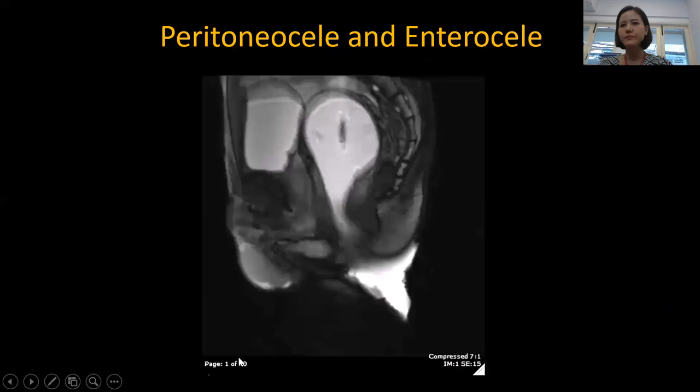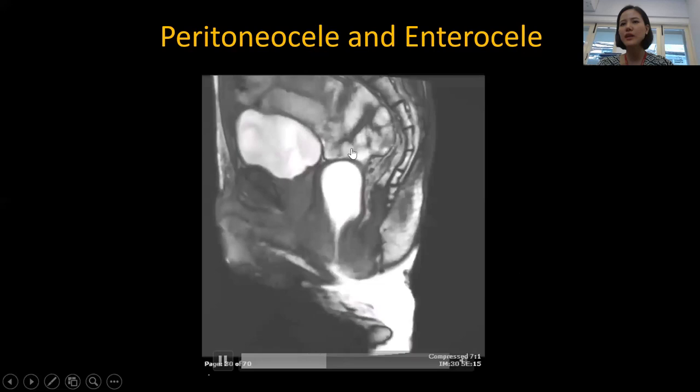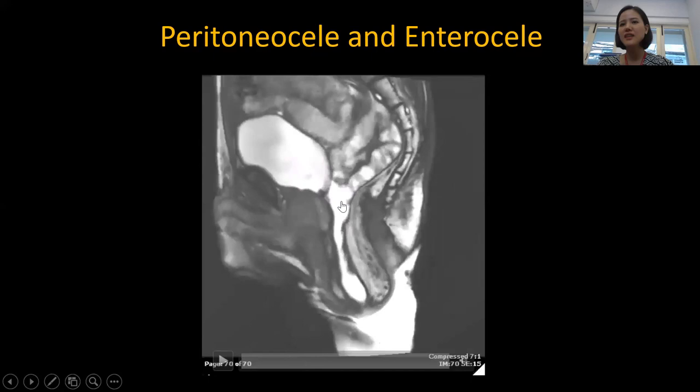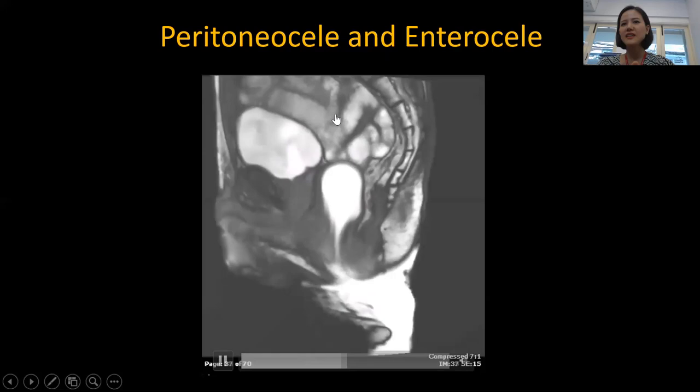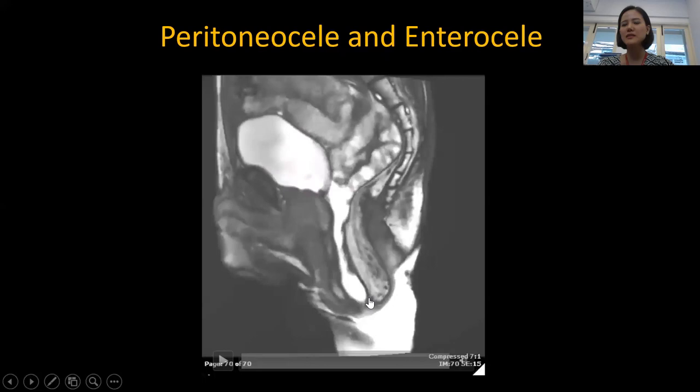This is a dynamic image. You can see the rectum filled with ultrasound gel. And this is enterocele, severe enterocele, and posterior peritoneocele. Again, here it is, descending of small bowel and peritoneum.